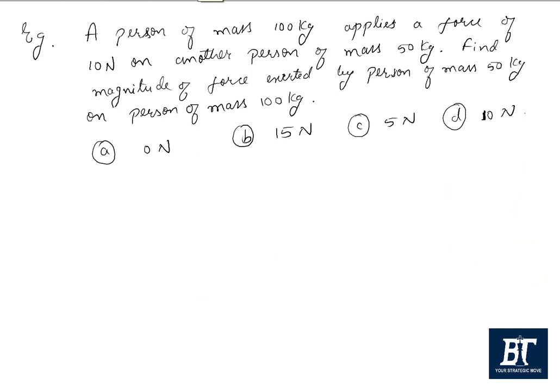In the next example, a person of mass 100 kg is applying a force of 10 Newton on another person of mass 50 kg, and we have to find the magnitude of force exerted by the second person on the first person. The answer is clearly 10 Newton, because from Newton's third law of motion, we can say that for every action there is an equal and opposite reaction. So magnitude of force exerted by the second person on the first person will be same as the magnitude of force exerted by first person on the second person.